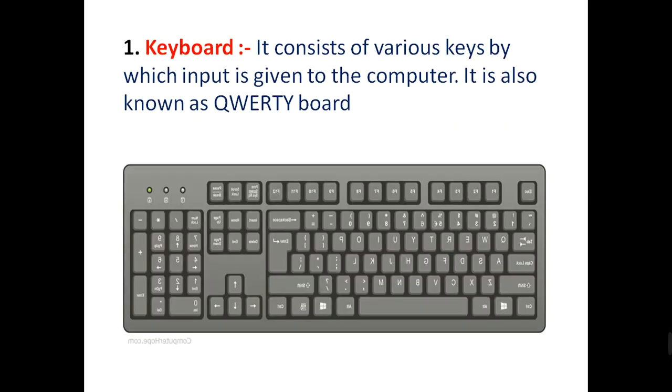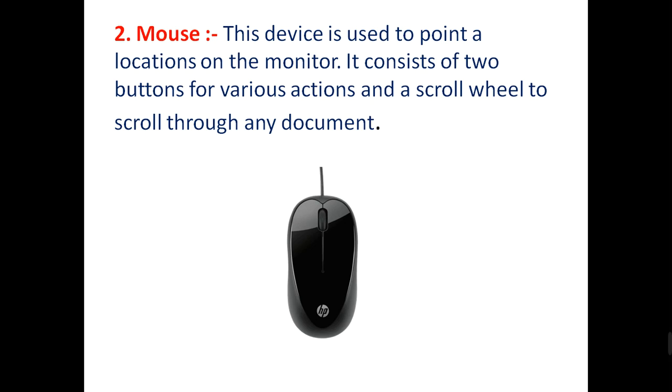The first one is your keyboard. So a keyboard consists of various keys and we press these keys to input data in the computer. Second one is your mouse. So, mouse is a pointing device used to point different location in the computer screen. It is used to click or double click or drag and drop operation in the computer. It has also a scroll wheel to scroll pages up and down.